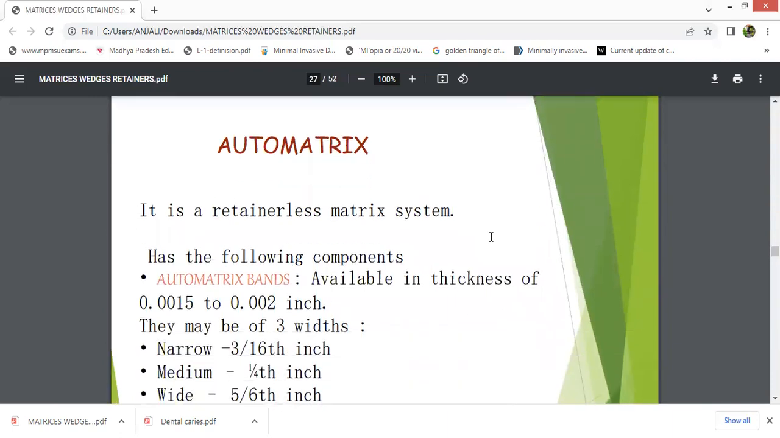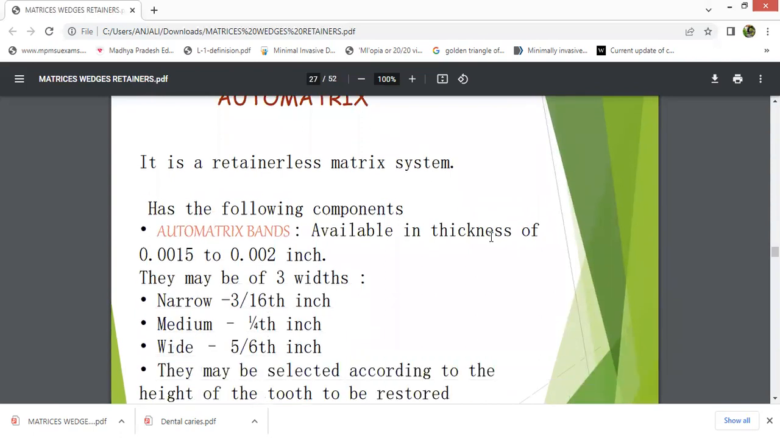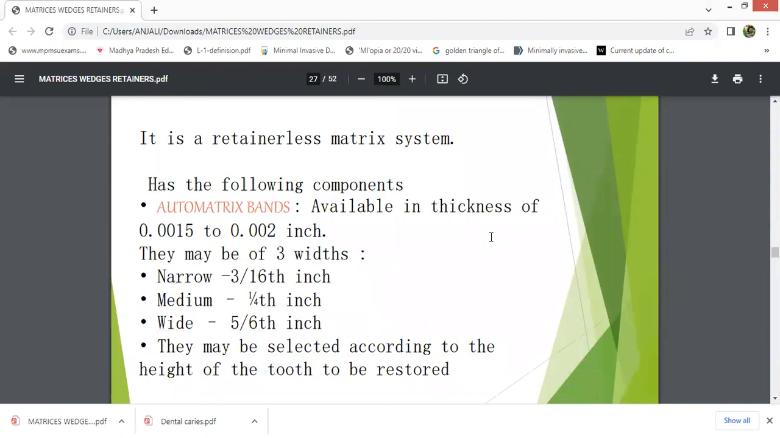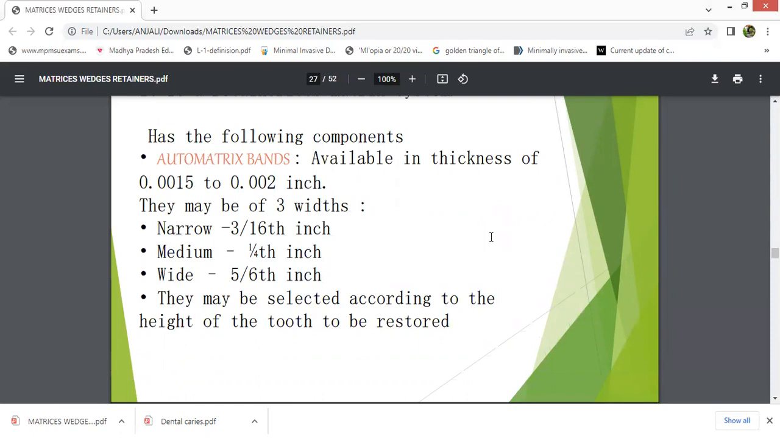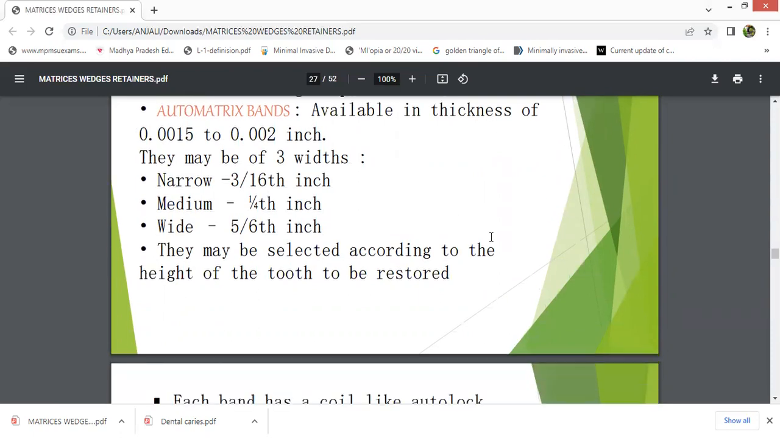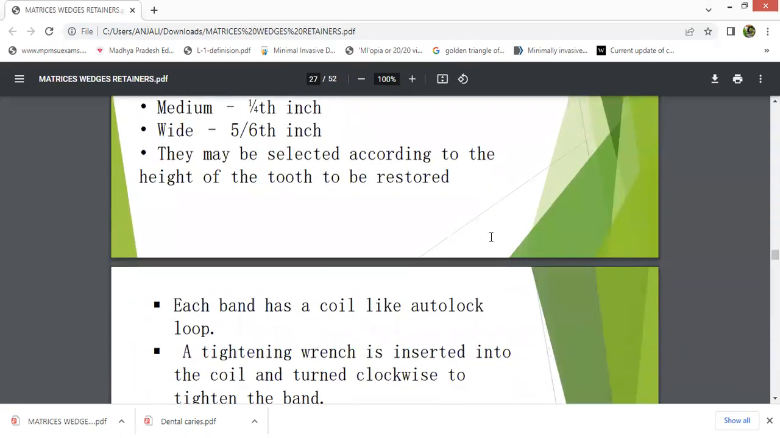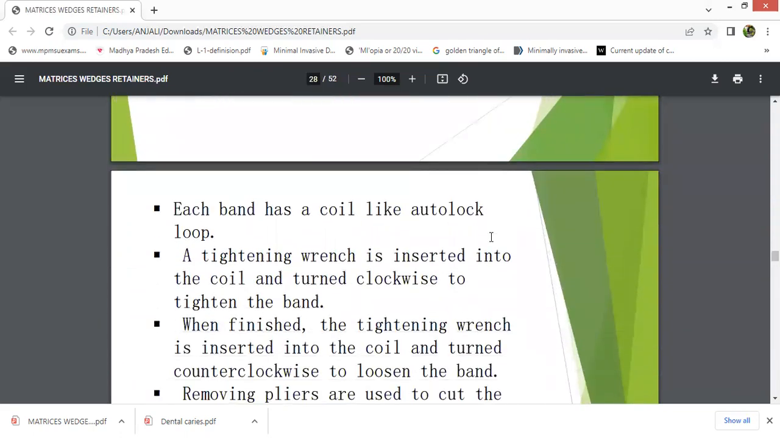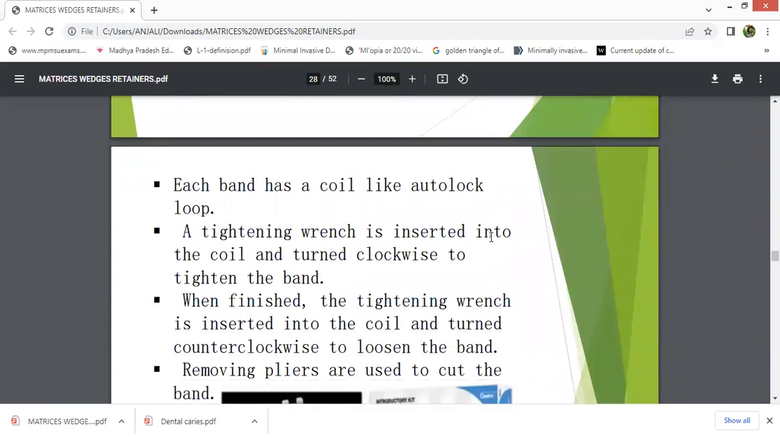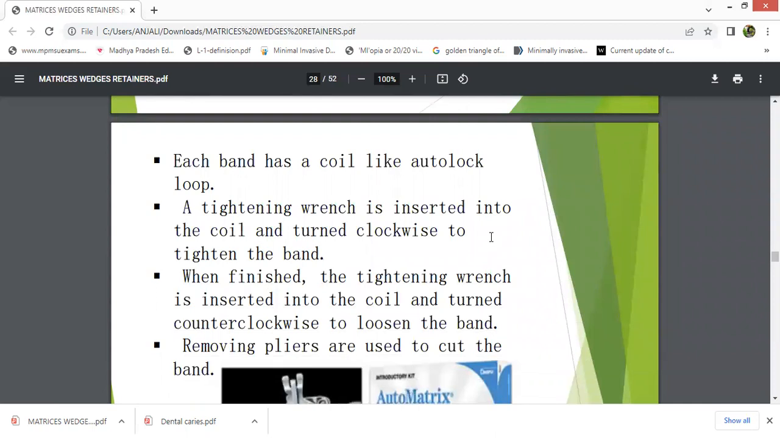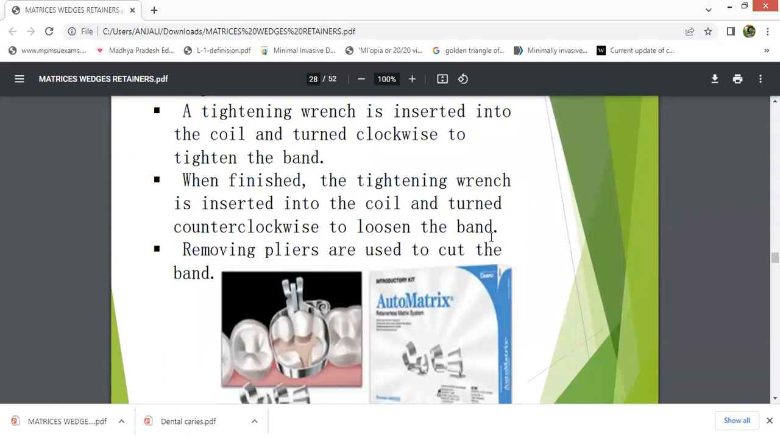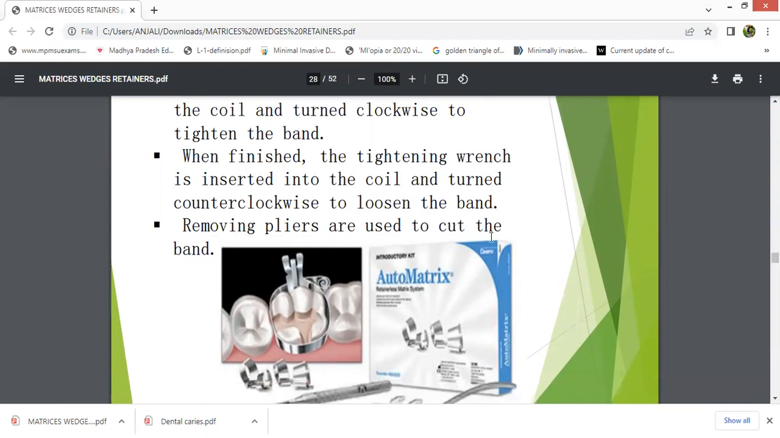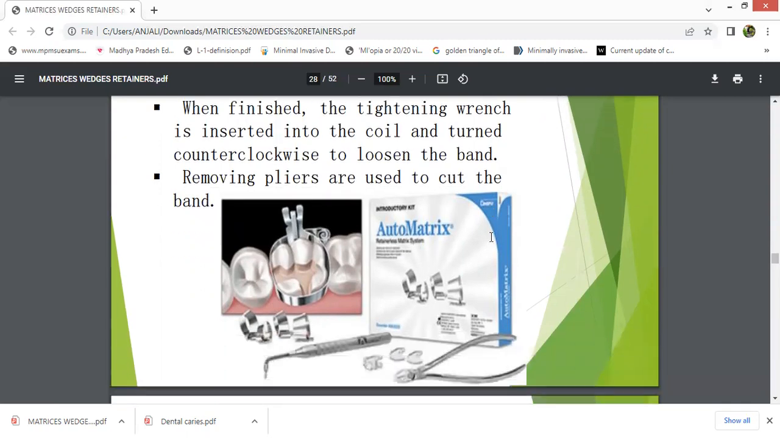The following components: automatrix band available in thickness of 0.0015 to 0.002 inches. They may be of 3 widths: narrow 3/16 inch, medium 1/4, or wide 5/16 inch. They may be selected according to the height of the tooth to be restored. Each band has a coil-like auto-lock loop; a tightening wrench is inserted into the coil and turned clockwise to tighten the band. When finished, the tightening wrench is inserted into the coil and turned counterclockwise to loosen the band. Remove using pliers to cut the band. So see the diagram, automatrix.